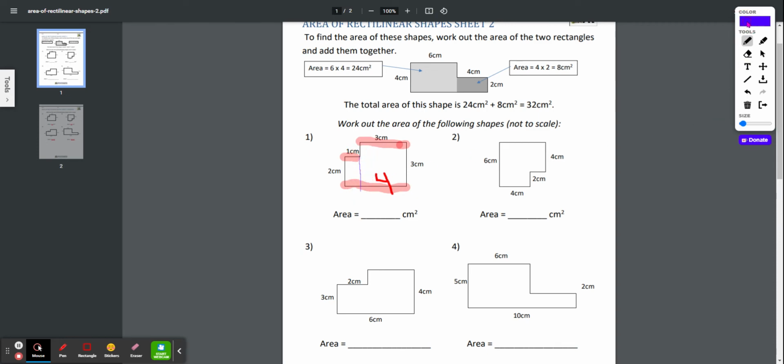Maybe that should be darker. That's not very dark. More blue. I don't know what I'm doing. Okay.